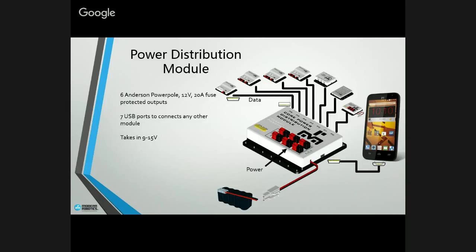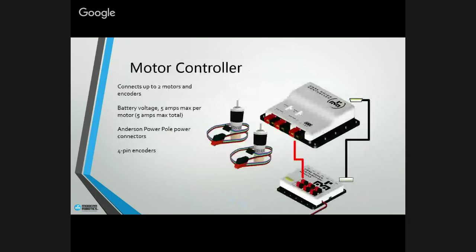The motor controller, which is popping up right now, you can connect 2 motors to it. They have 4-pin encoders and Anderson power poles. There is a 5 amp max per motor, so a 10 amp max total on the controller. The motor controllers, they've been working pretty well. I personally like how they've been working, and we haven't really had many problems with them.